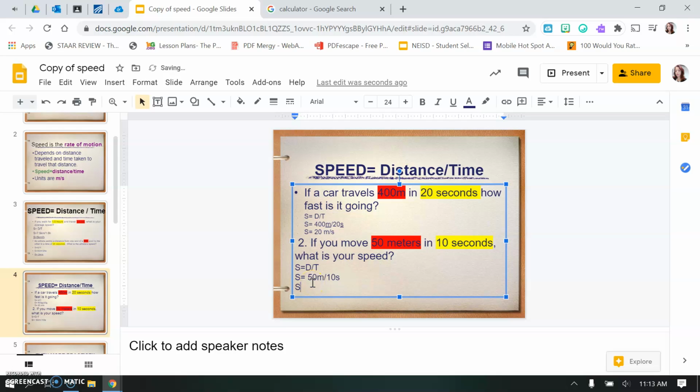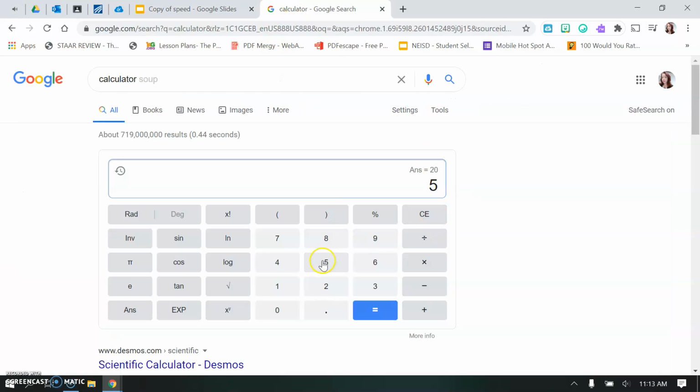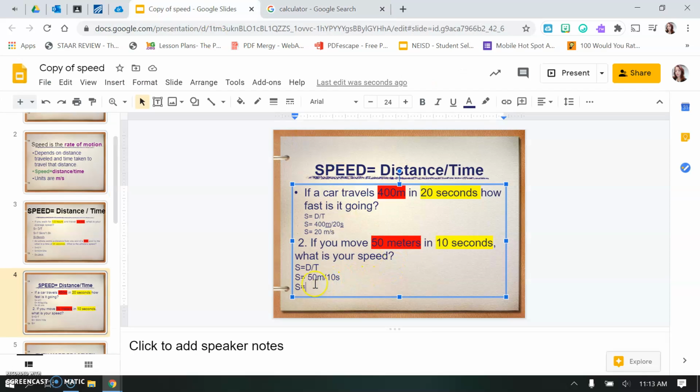So our speed would equal 50 meters divided by 10 seconds. So you're going to go back to your calculator, make sure it's clear. 50 divided by 10 gives us 5. 50 meters divided by 10 seconds gives us 5, but not just 5, we need to carry our units down. We have our meters, we have our seconds, so you need to carry that down. 5 meters per second. That's your answer. I'm going to underline my answers.